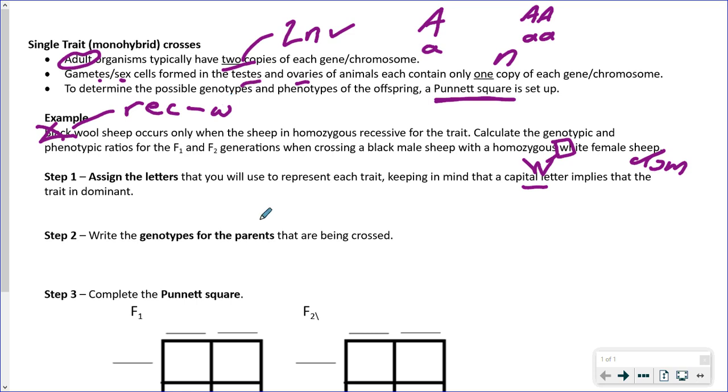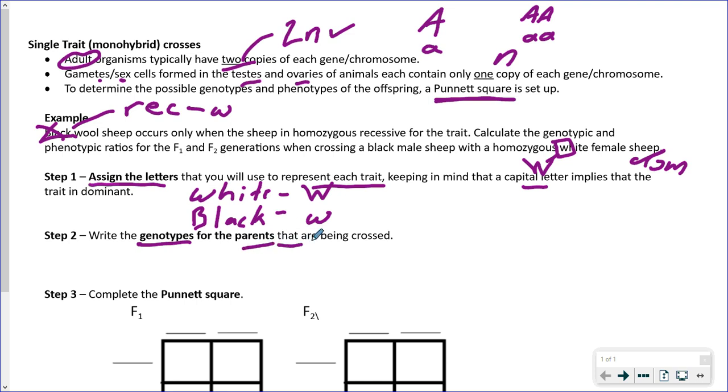So this is the proper way to assign the letters that you are going to use for the dominant and the recessive alleles. So step one, assigning the letters, and make it very, very clear what letter you are using for which trait. What are the traits that we have? Well, the traits are the dominant one, which is white, and what we're going to use is a capital W. And again, you need to tell me this, and you need to make it very, very clear. And the other one, which is the black allele, the black version of this gene, is going to be the lowercase w.